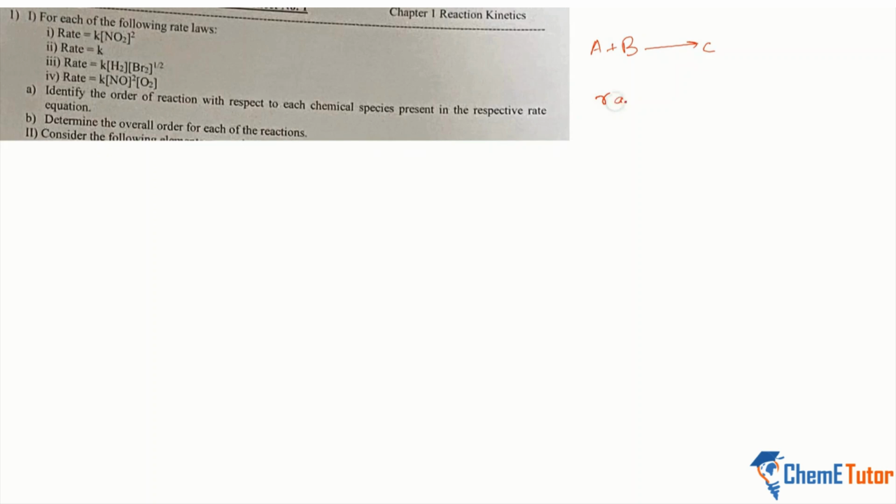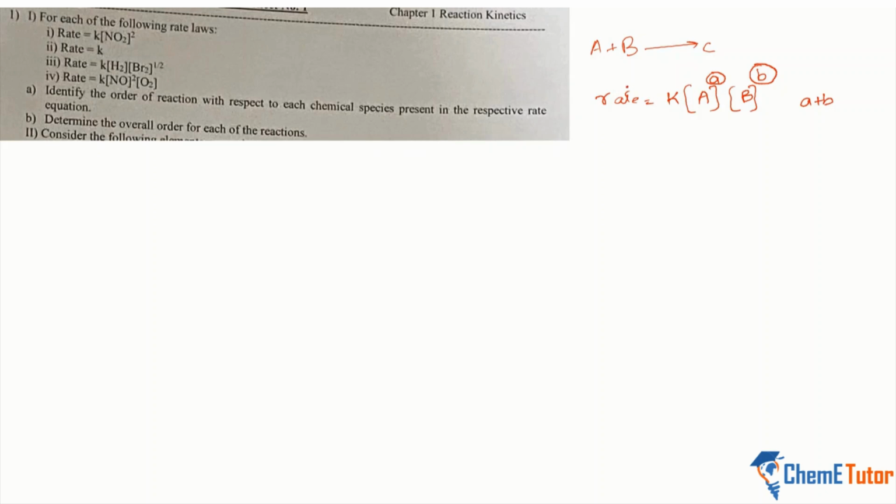Its rate will be equal to a rate constant multiplied by A to the power a, multiplied by B to the power b. So the order of the reaction with respect to A will be a, the order of reaction with respect to B will be this small b, and the total order of the reaction will be a plus b.